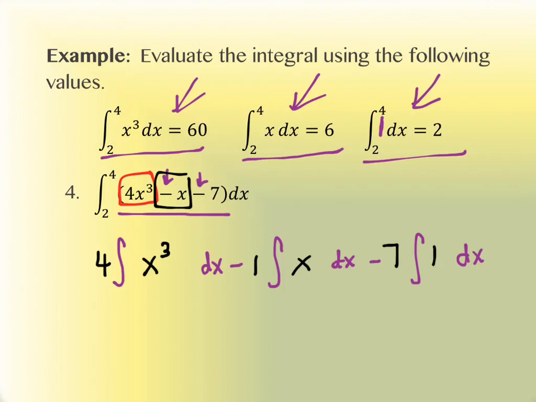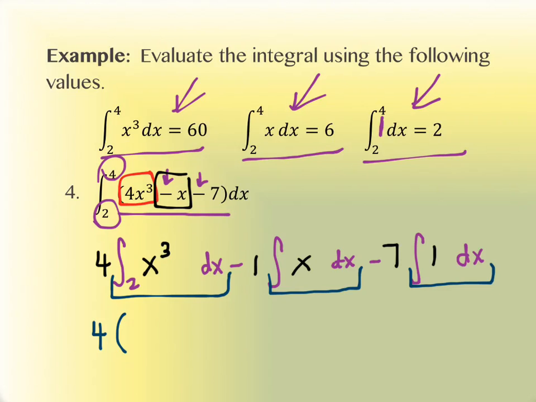Why? Well, the reason that we did that is because we have values that we are given for those 3 pieces of information. So I'm going to have 4 times, what is the integral? Oh, let me get these in, sorry. This says 2 to 4, so all of my limits are from 2 to 4.